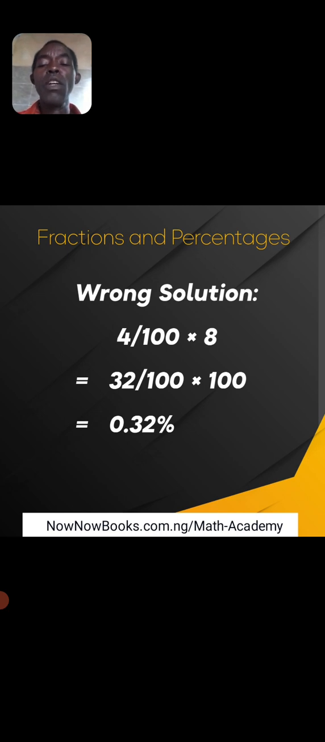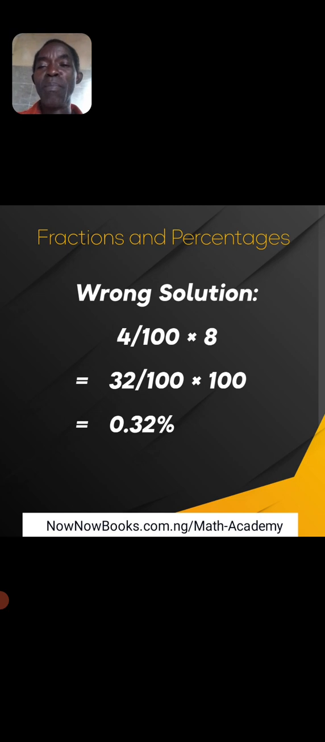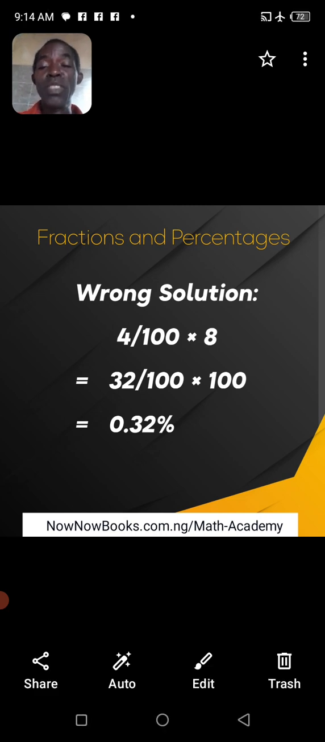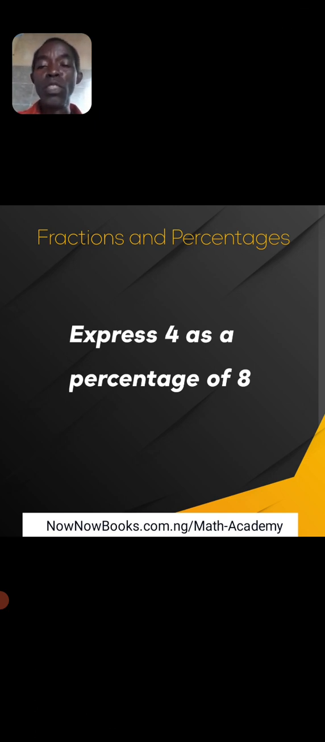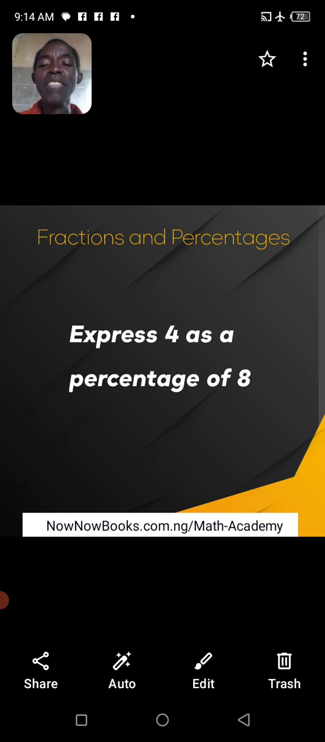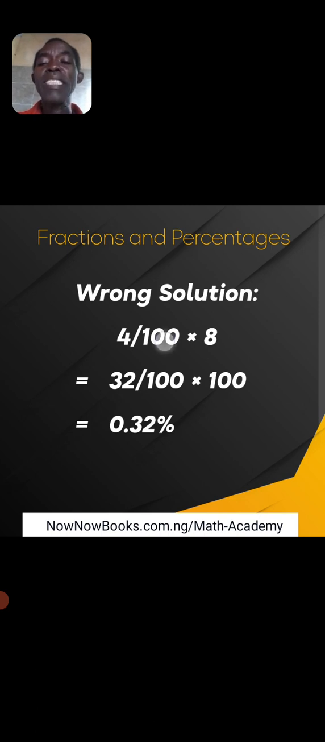Some of my students have always used 100 to divide 4, then multiply by 8. That's 4 over 100 times 8. Now, because the question sounds like that, express 4 as a percentage of 8. Usually, we always have 100 to represent a percentage, and 4 comes first, then 8 comes last. So many of my students, and probably you have done that before, will always write 4, then divide by 100, then multiply by 8 because 8 comes last.